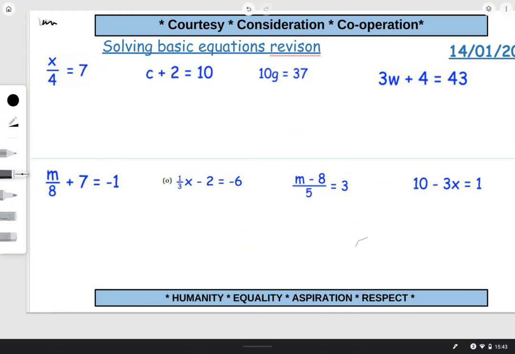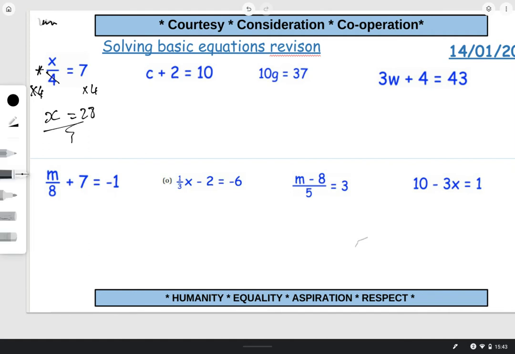Okay, so the first one, this means x divided by 4 equals 7. Okay, so you just have to do the opposite. So opposite of divide by 4 is multiplying by 4. So multiply by 4 on both sides. This cancels out with this. So I'm left with x equals 7 times 4, 28.